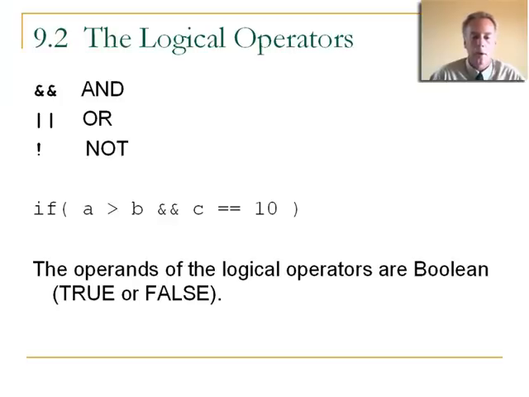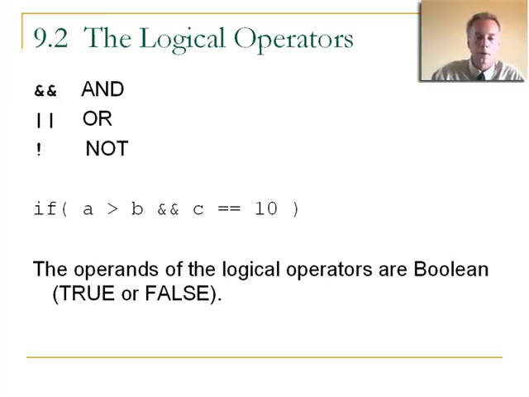So here's a way of using logical operators to make a more interesting condition for if statements and while loops and so on. So look at this condition. If A is greater than B and C is equal to 10. So when would that condition evaluate to true? Well, because it's the logical and, that would be true if A is greater than B and C is equal to 10. So both of them would have to be true for that condition to evaluate to true and then go into the body of the if statement.